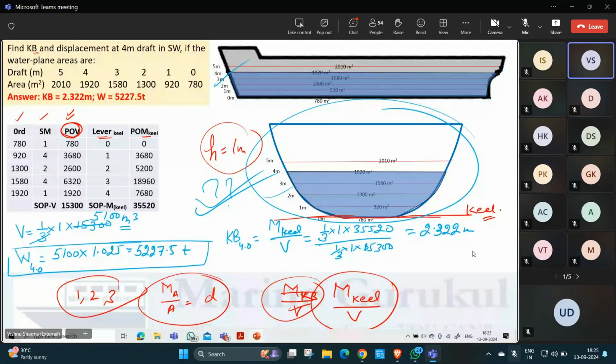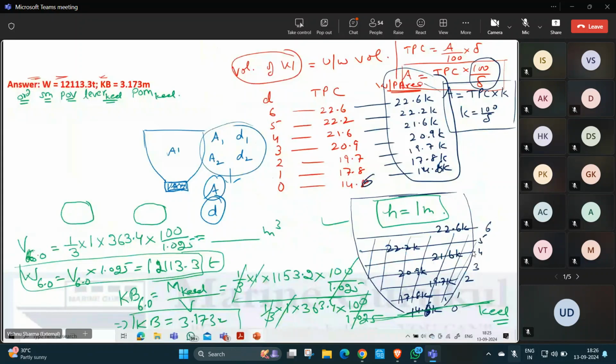Now, here is the next question, guys. Draft is given up from keel to 6 meters and TPCs are given. Find the displacement and KB at 6 meters draft in seawater. Density has to be taken as given. Now, guys, you cannot integrate TPCs. We have already said it. The input is the line, output is area. For displacement, you need volume. For volume, the input has to be area, nothing else. There cannot be anything else.